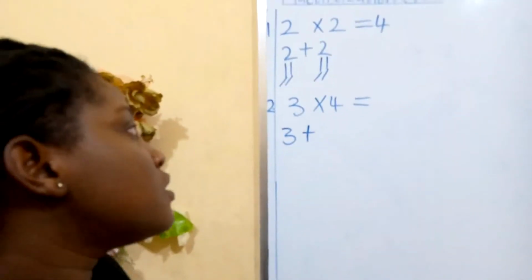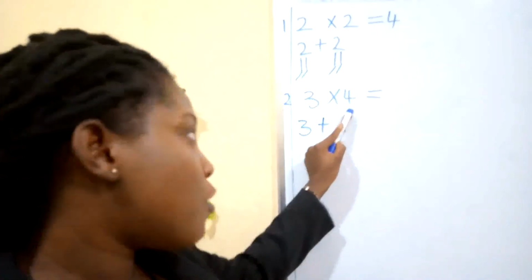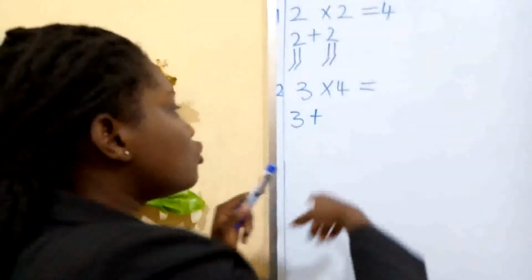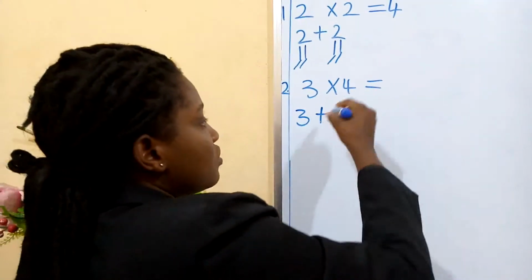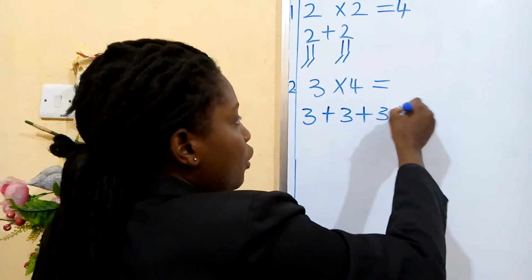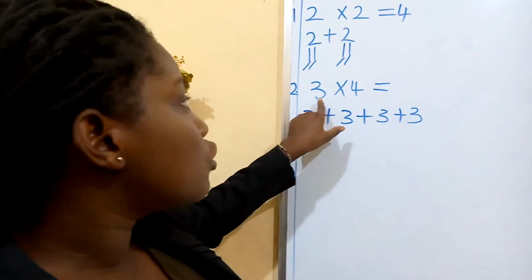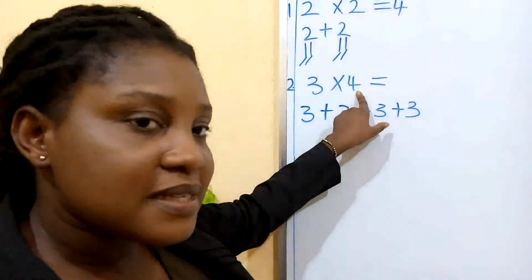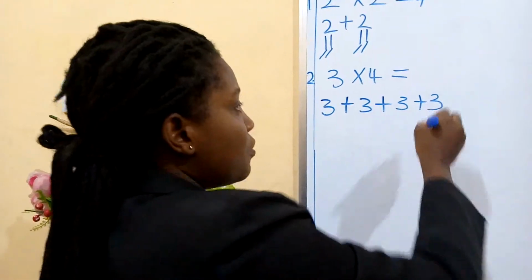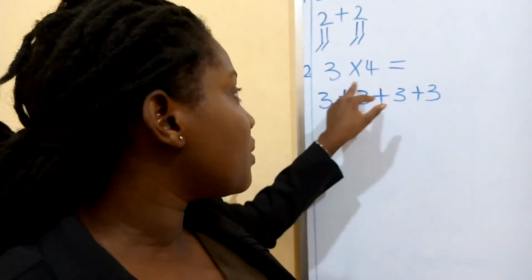Okay? So now this is what? 3 times 4. So 3 in how many places? 4. So what sign are we using? Addition. We are adding. So we have the first 3. 3 plus 3. Plus 3 and plus 3. How many 3 are there on the board? 4. So 3 in how many places? 4. Let's count together. 1, 2, 3, 4. So 3 in 4 places will give us the answer for 3 times 4.